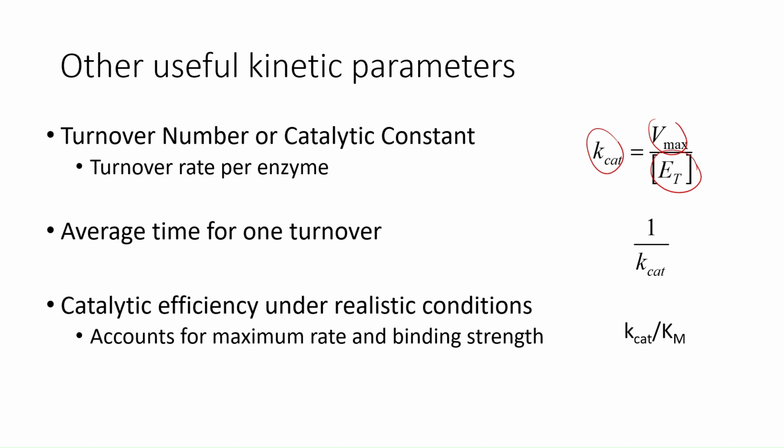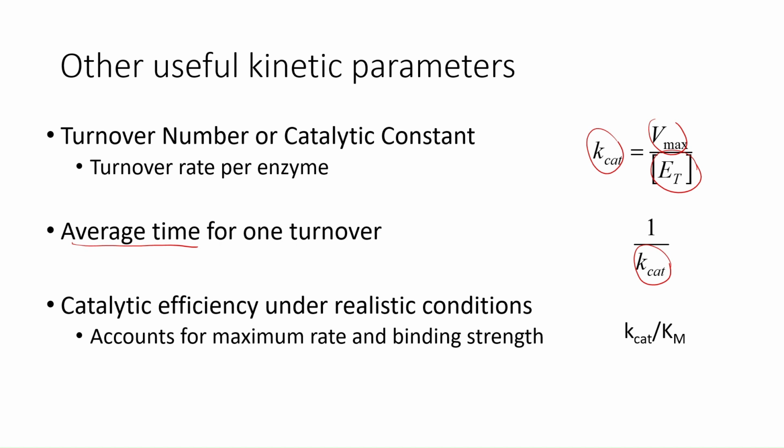If you want to flip that over, we can arrive at the average time for one turnover. We literally just take the reciprocal of the Kcat, 1 over Kcat, and that will tell us how long it takes for that one single cycle to happen, where the substrate binds to the enzyme and the substrate is getting converted into the product by that enzyme.